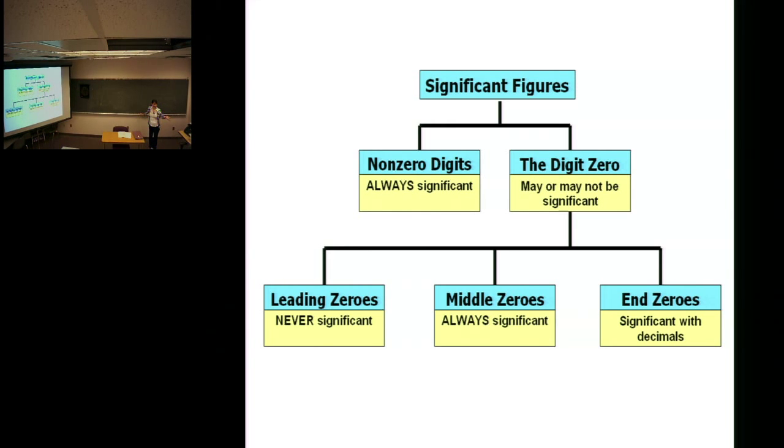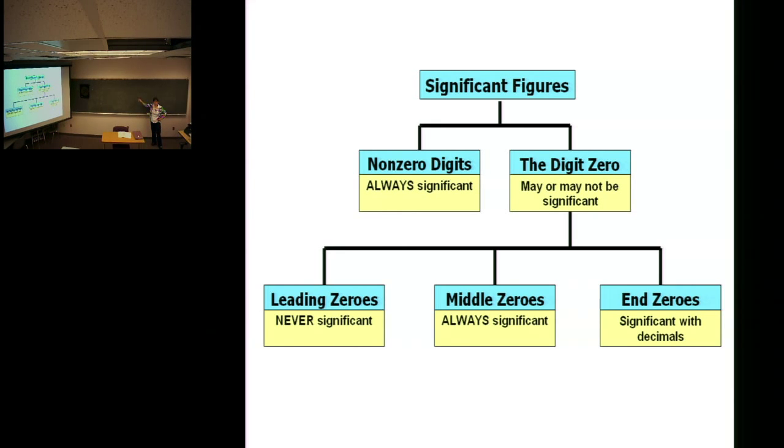Leading zeros. What does leading mean? That means in the front. In the front of what? In the front of other numbers, right? So this is an example: 0.013. This is an example of leading zeros. They're in the front of digits. That's all I'm caring about. So how many significant figures? Leading zeros are never significant, so this number has 2.